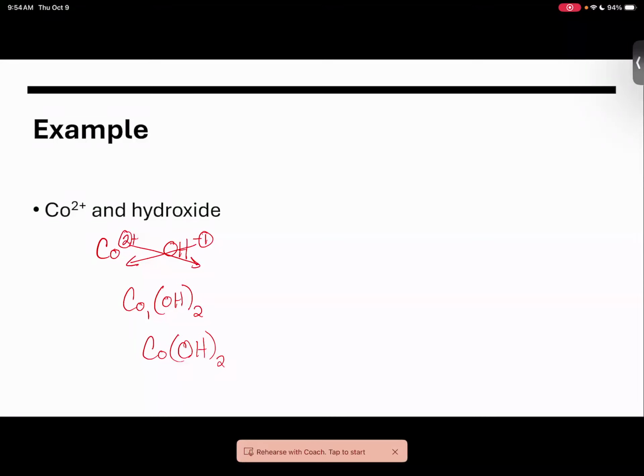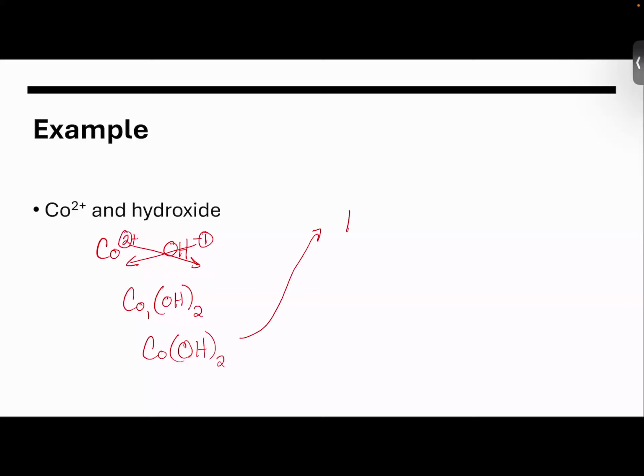Now, from a formula standpoint, what this means is that there is one cobalt atom. There are 2 oxygens and 2 hydrogens. Again, that is because of that 2 outside the parentheses, saying that there are 2 hydroxide units.